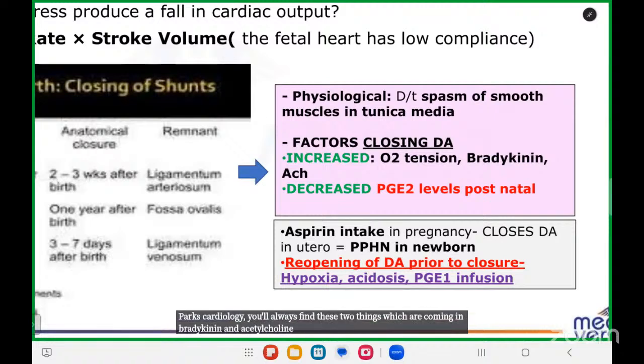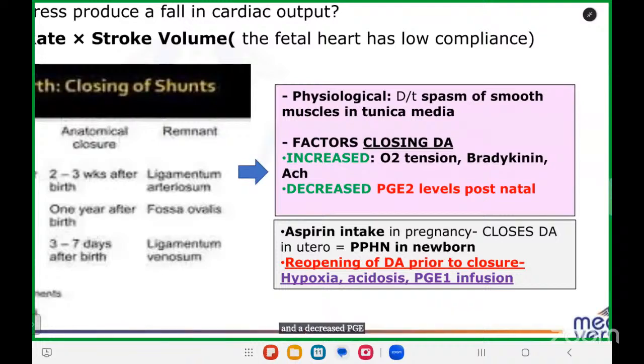The increased levels of these two factors will also lead to closure of the ductus, and a decreased PGE2 level postnatal. Please mind it, this is PGE2.